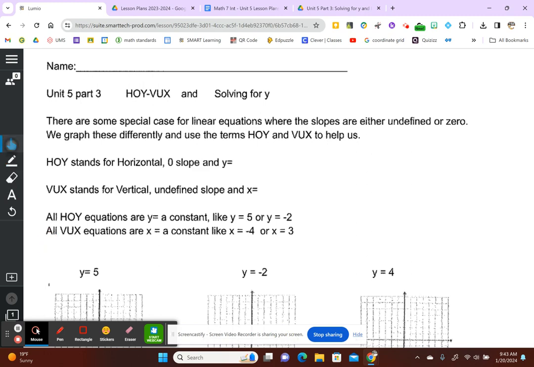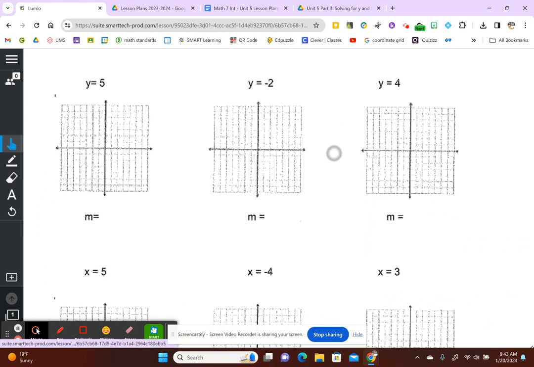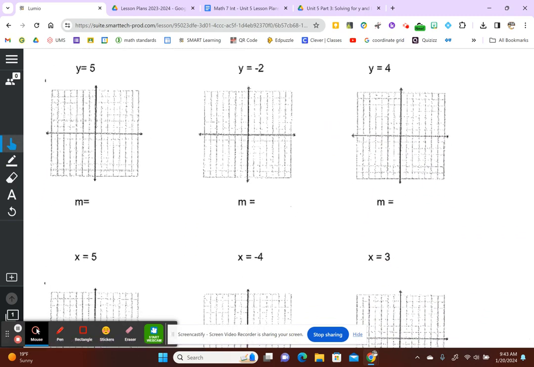So here we have examples of Hoys and Vuxes. If you see an equation like this that just has y equals a constant, that is a Hoy. You know it's going to be a horizontal line that goes through the value where y equals 5. So I go up 1, 2, 3, 4, 5, and I draw a horizontal line. And I know my slope is 0.